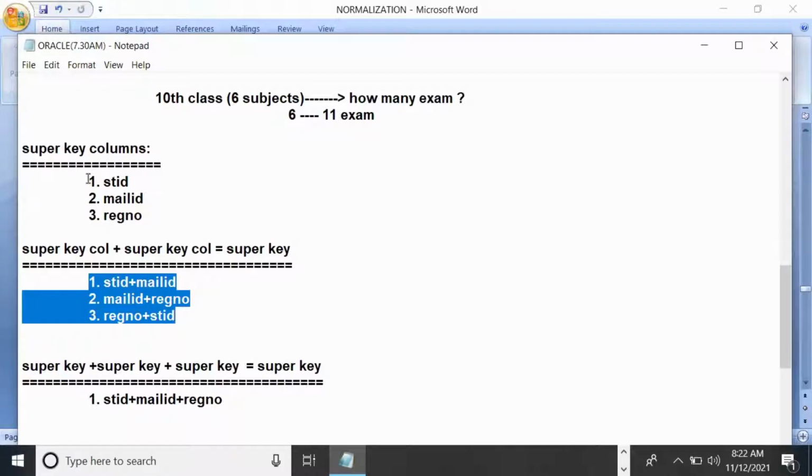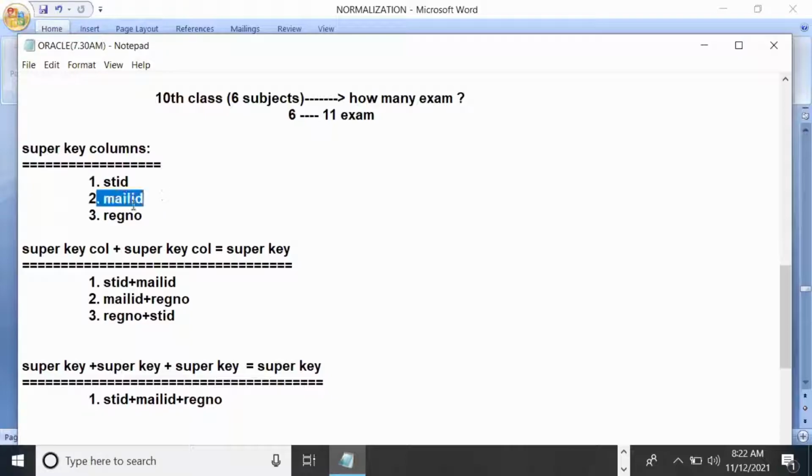So what is a candidate key? Every individual super key column is also called a candidate key column, sir. Every individual column of a super key is also called a candidate key, but a combination of super key columns is not a candidate key. Every individual super key column is called a candidate key, but for a combination of super key columns, we can't say candidate key. Okay, so these are the super key and candidate key definitions.